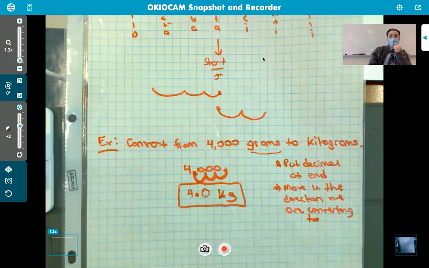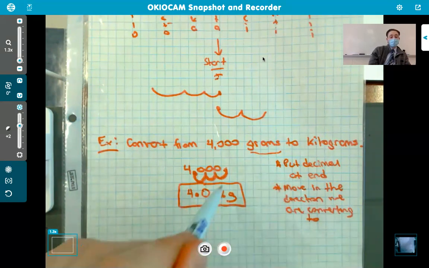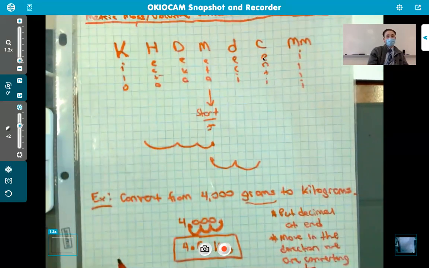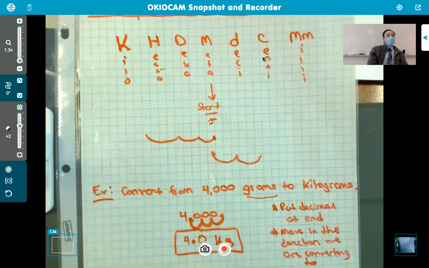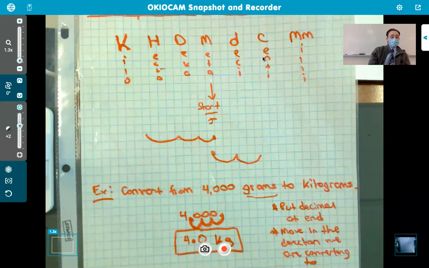Okay. So we put a decimal place at the end, and then we move accordingly based off of that prefix or whatever they're asking us to get to. Okay. Any questions about that first example?